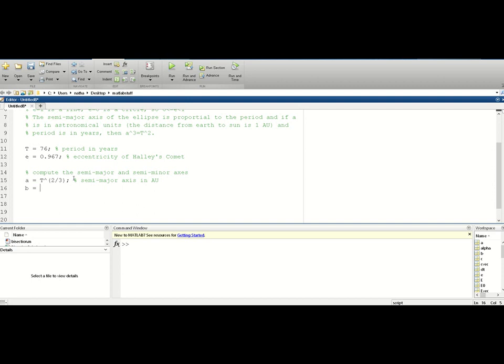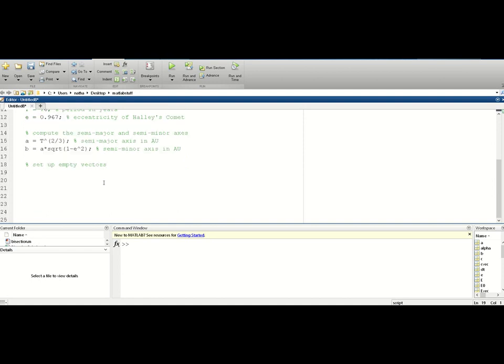So that means we can compute B. There's an eccentricity formula, which I won't drag you through right now. But it's A times the square root of 1 minus e squared, where e is the eccentricity that we've listed here. So we have a highly eccentric body here. So that's a semi-minor axis in astronomical units. Okay, so that's good. Now we're going to set up, let's go set up empty vectors. So what do we need to have? Well, let's do it like this. We're going to have an E, okay?